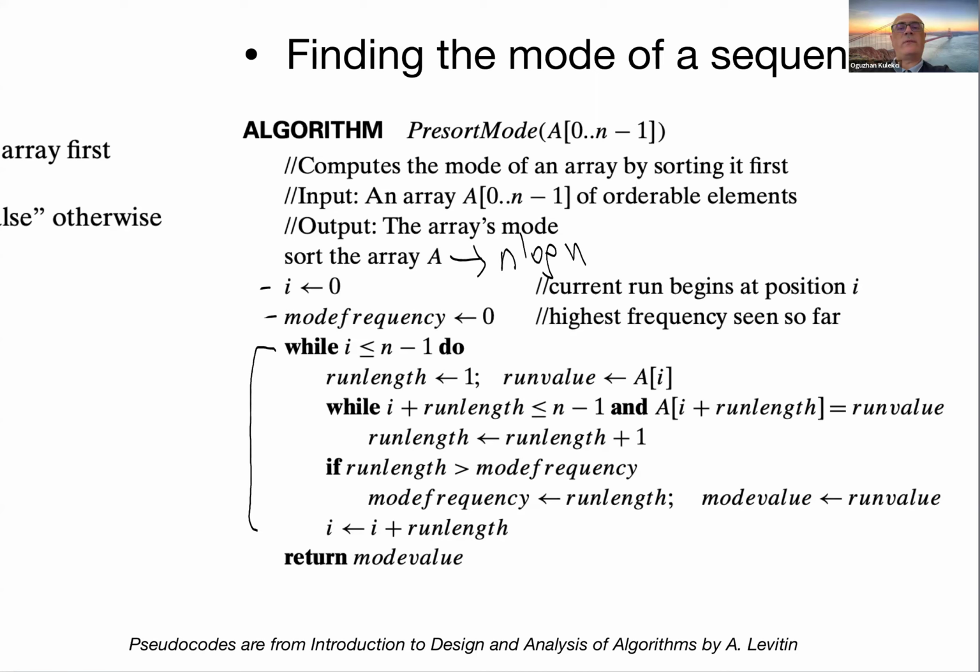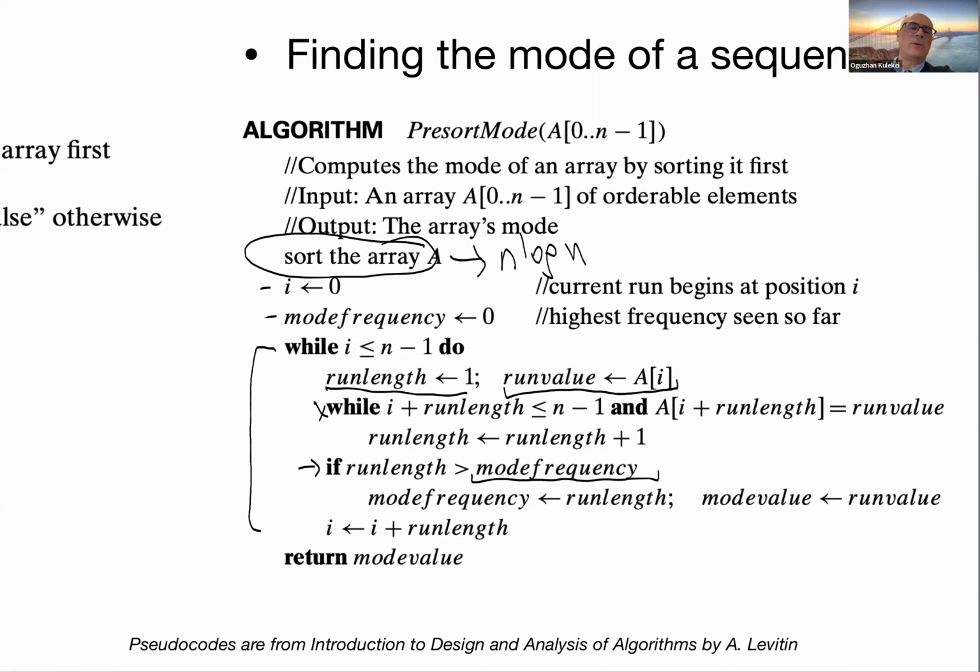And you pass through this sequence. You say that run length is equal to 1, and then you set the run value to the first element you see. As long as this element keeps appearing in your sorted sequence, you just increase your run length. Whenever you hit a different element, you break from this while loop. Then you compare your current run length with the previous maximum run length, which is stored in the mode frequency.